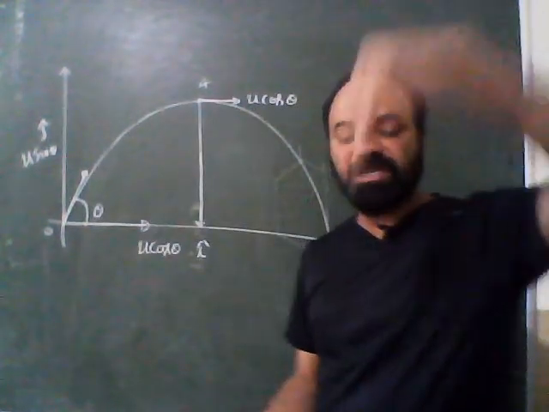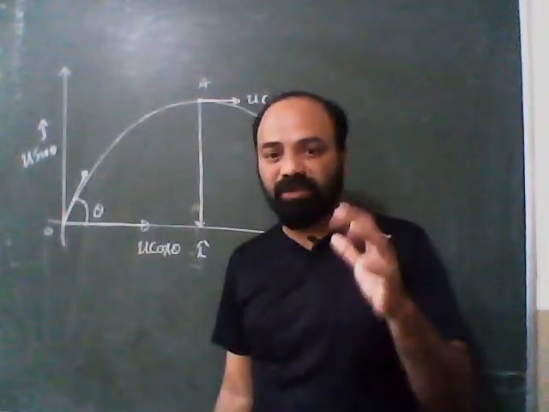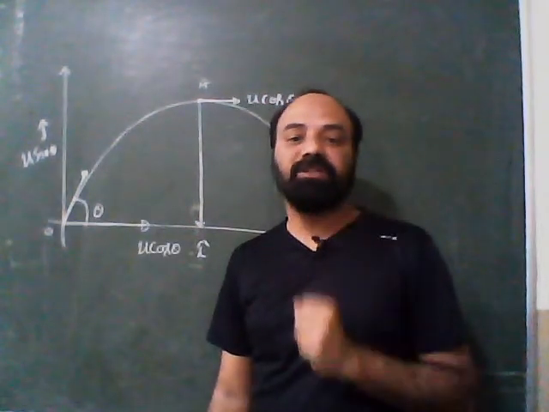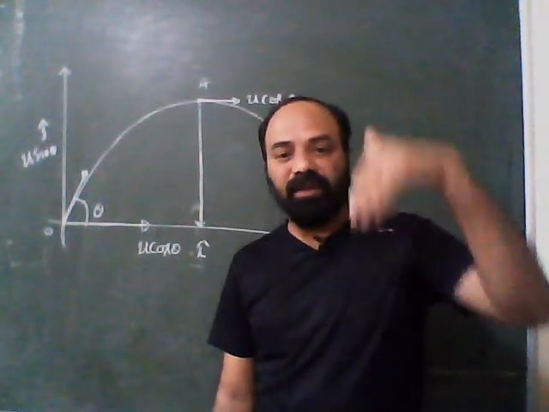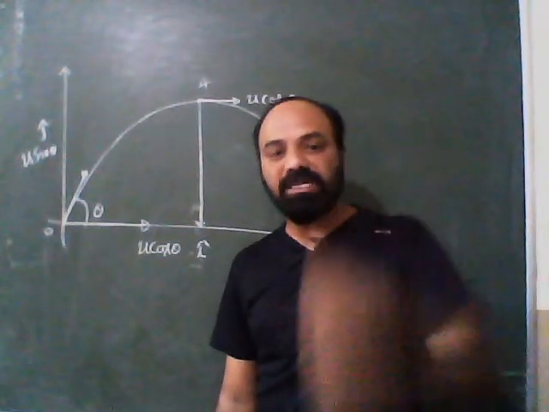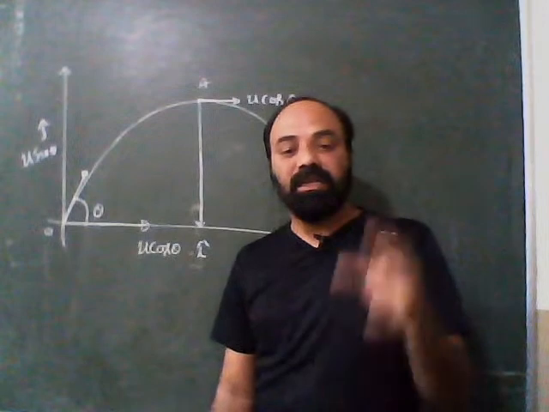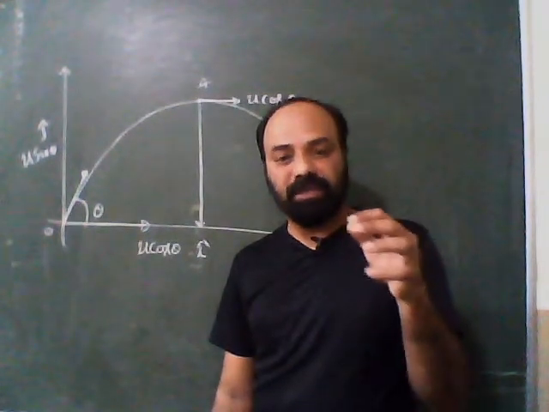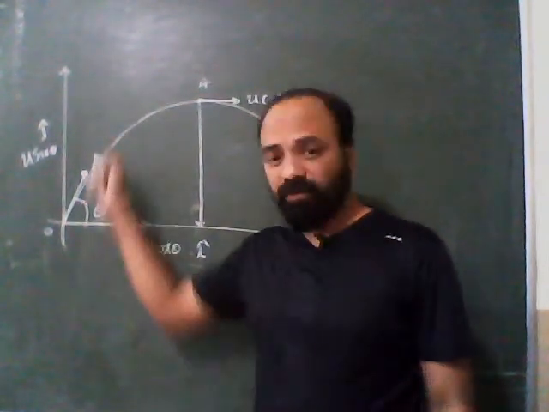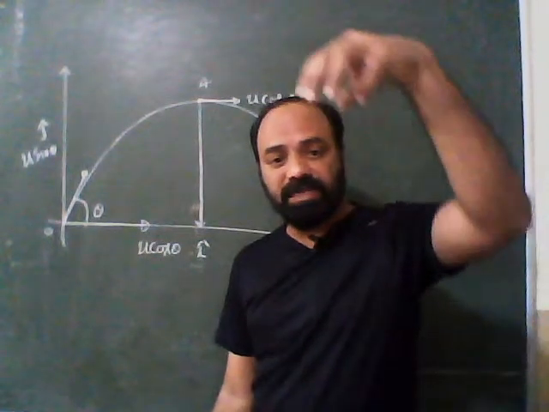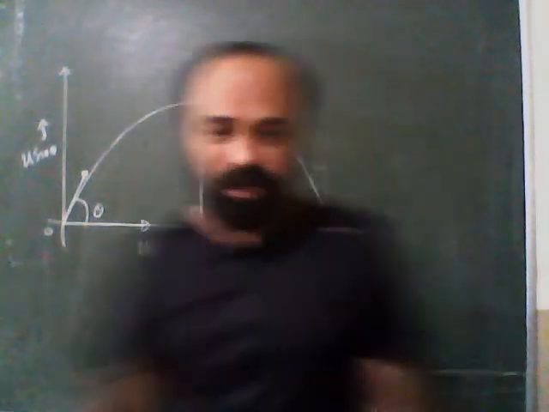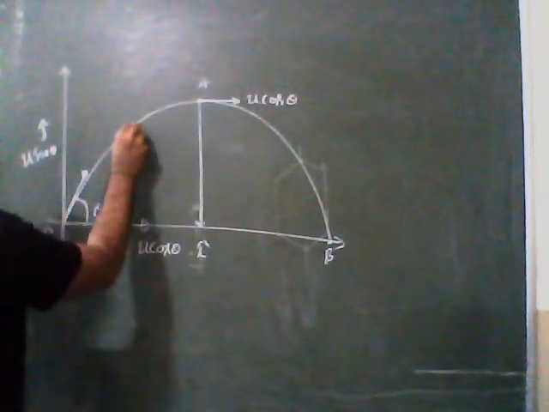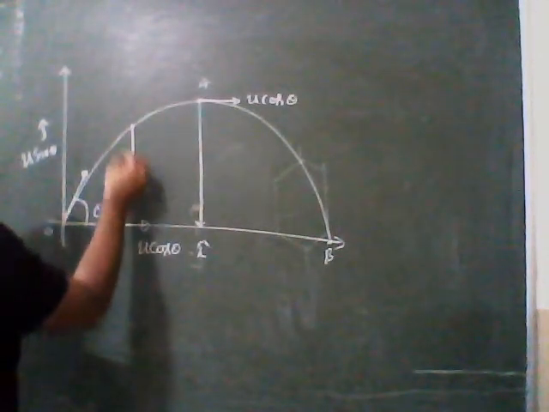In the previous video we did what is the direction of acceleration and what is the direction of velocity. The direction of acceleration is always acting vertically, towards the center of the earth. Why? Because the direction of acceleration is always in the direction of force. Your gravitational pull is acting downwards, so the direction of acceleration is downward. If you take this point, this is the direction of acceleration.